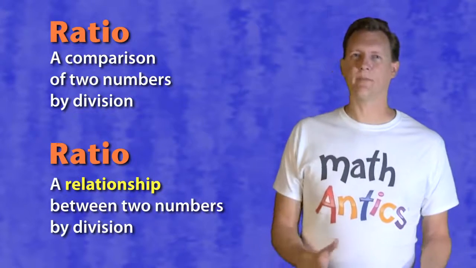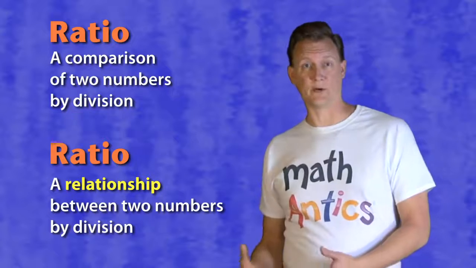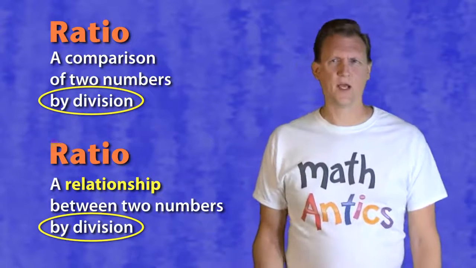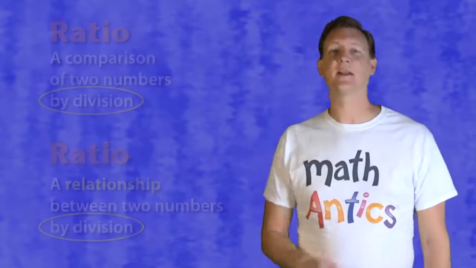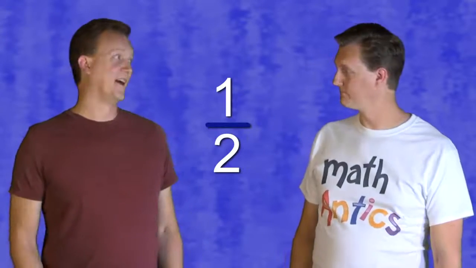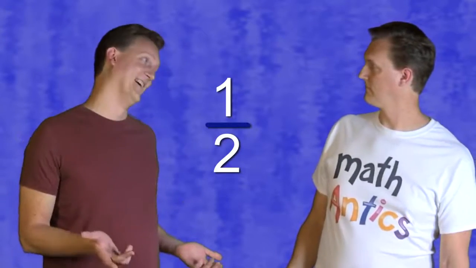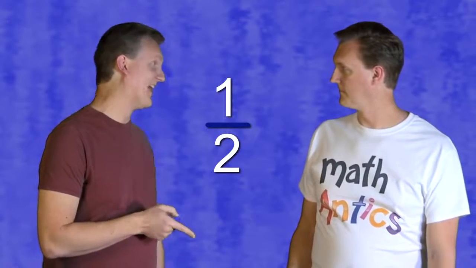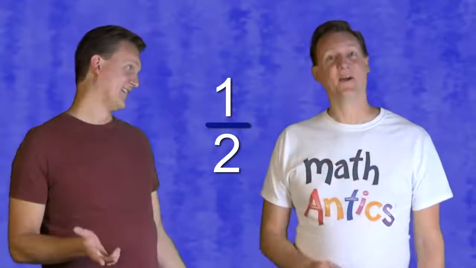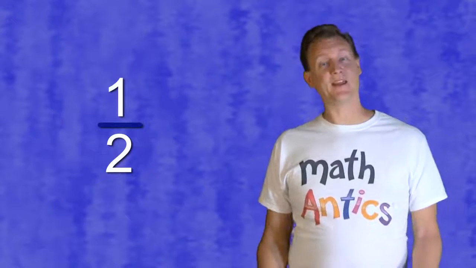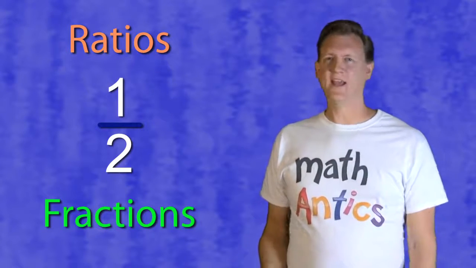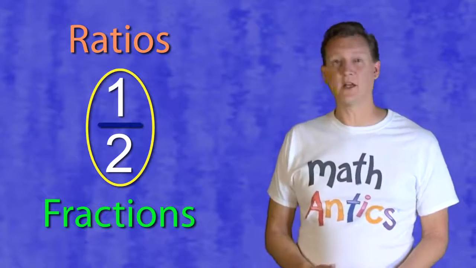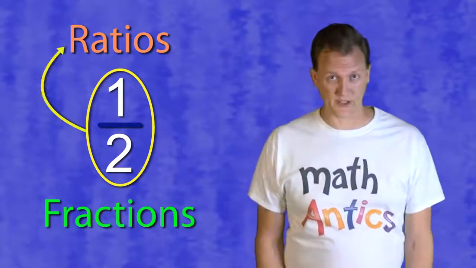Okay, but how do you compare or show how two numbers are related by division? Well, to see what the by division part really means, let's look at an example of a ratio. Excuse me, that's not a ratio, that's a fraction. Oh, it's a ratio all right. Mathematically, ratios and fractions are basically the same thing. It's just that when we use a fraction in a particular way, we call it a ratio.